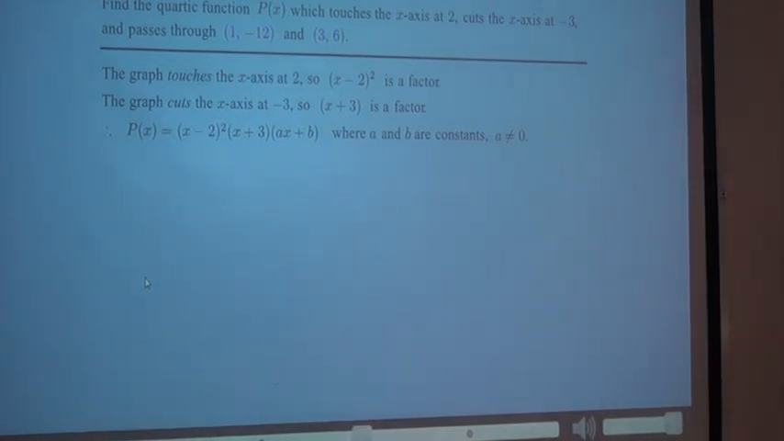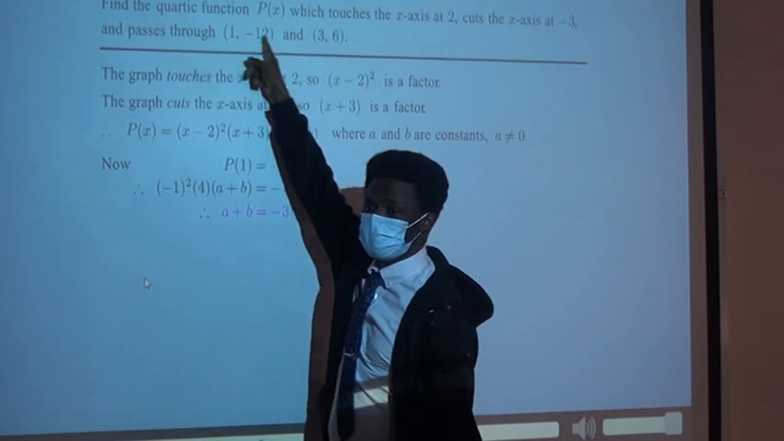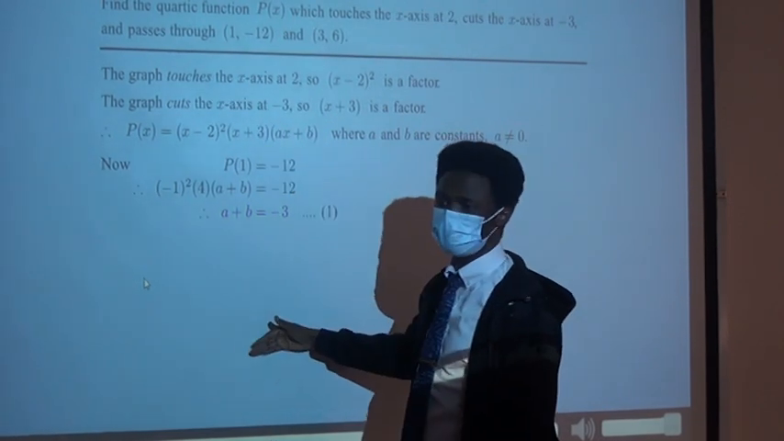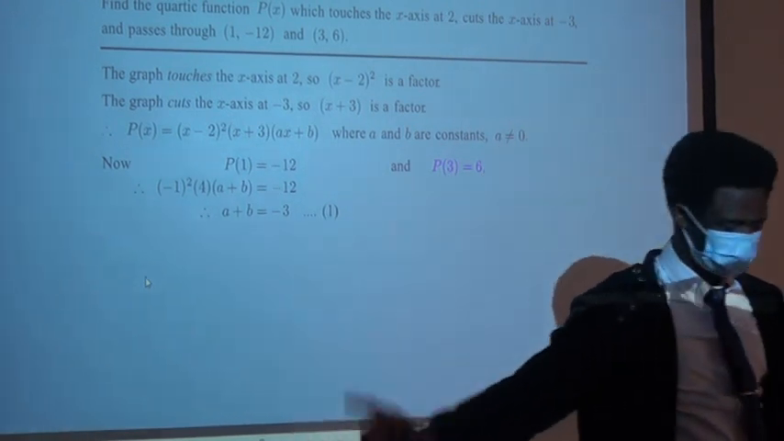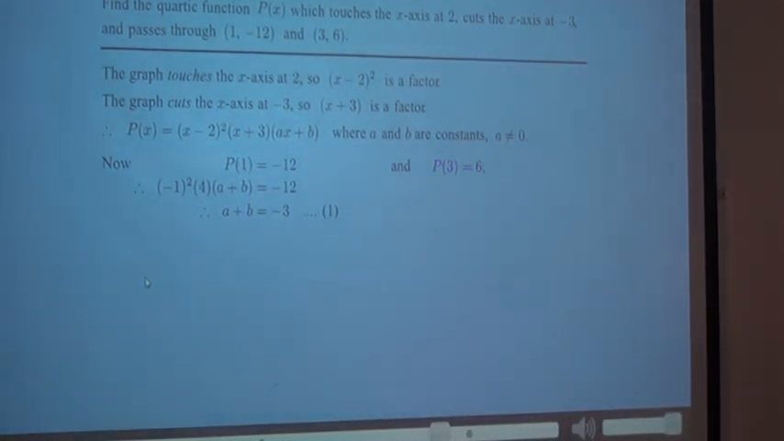Since p of x passes through 1, minus 12, we know p of 1 equals minus 12. We substitute x equals 1 into the formula and simplify. This is our first equation in a and b. Since p of x passes through 3, 6, we know p of 3 equals 6. We substitute x equals 3 into the formula and simplify. This is our second equation in a and b.